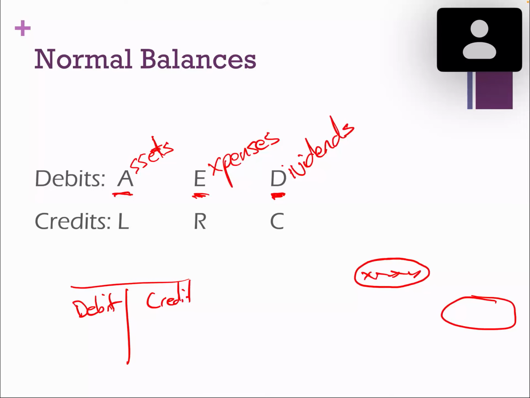And now for our credits, you have liabilities, a little goofy, sorry, liabilities, revenue, which we just saw, and then common stock.